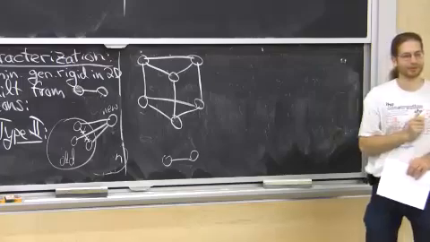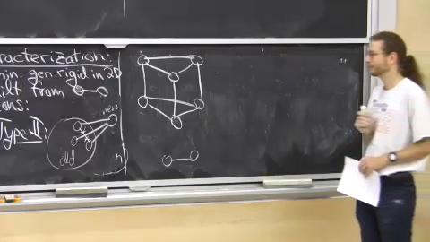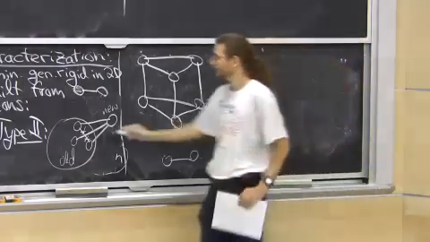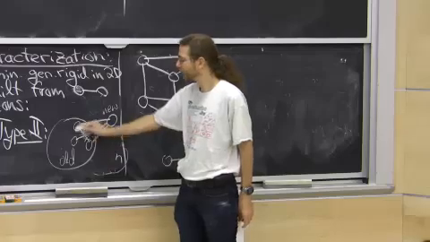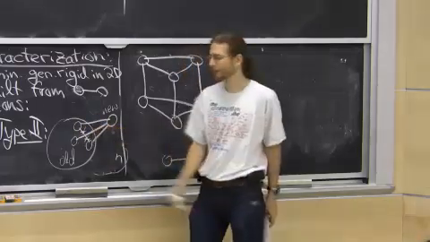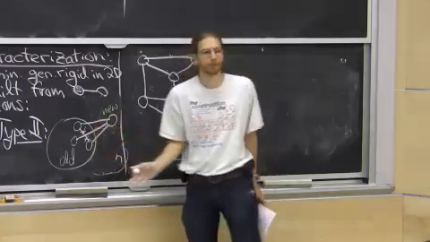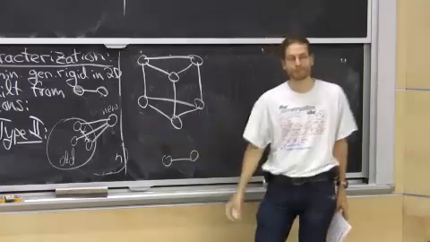Question? Does the removed edge have to be between two of these three vertices? The removed edge has to be among those three vertices. And there might be more than one. You just remove one of them. You get to remove whichever one you want. Good question.